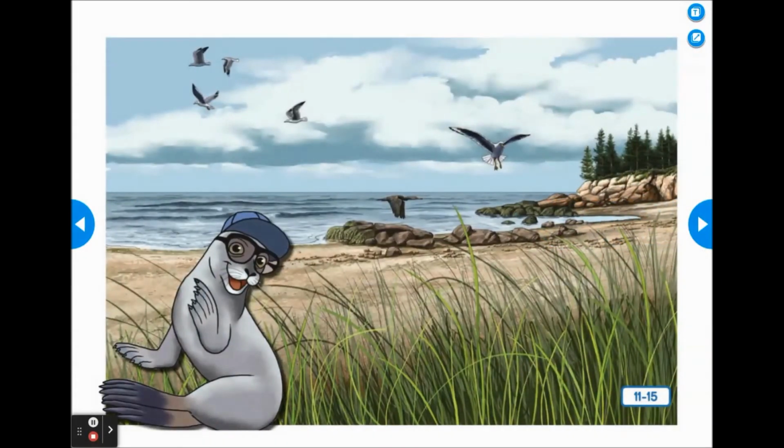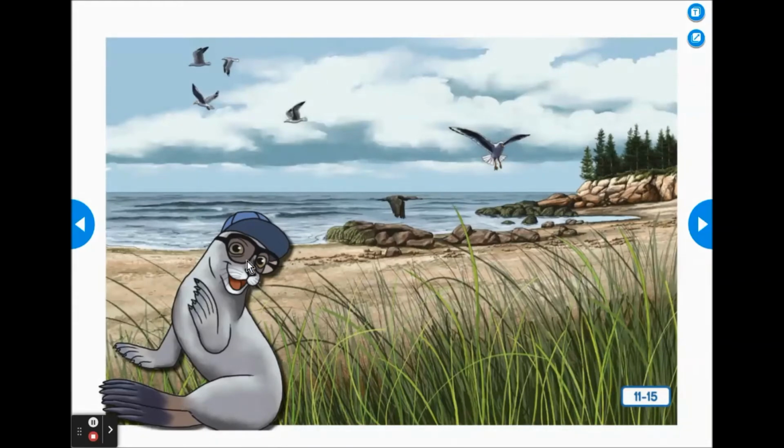And this is a picture of Samson seal. My friends, Samson seal isn't a real seal. He's just pretend. Can we see seals or any animal with sunglasses and a baseball cap? No way. We know he is pretend because he's wearing the same things that people or humans wear when they go to the ocean or the beach.